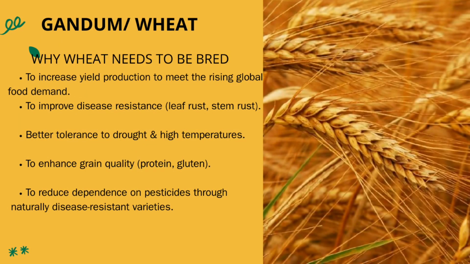Now, let's focus on one of the most important food crops, wheat. To increase yield production to meet rising global food demand. To improve resistance to diseases, for better tolerance of drought and high temperatures. To improve grain quality. To reduce dependence on pesticides through naturally disease-resistant varieties. Wheat is a primary source of carbohydrates for many people worldwide. Wheat breeding is crucial to overcoming challenges like climate change and plant diseases.